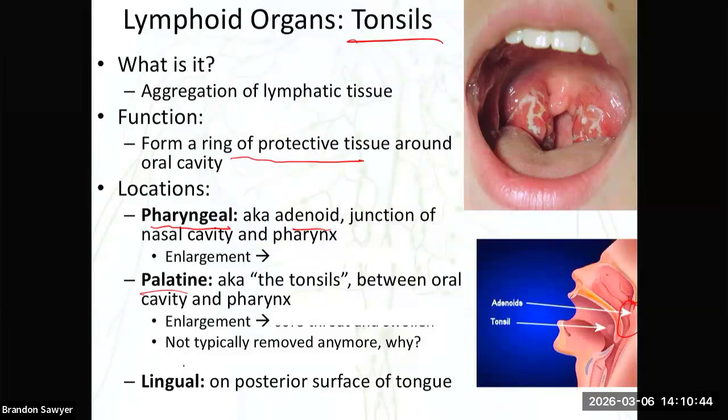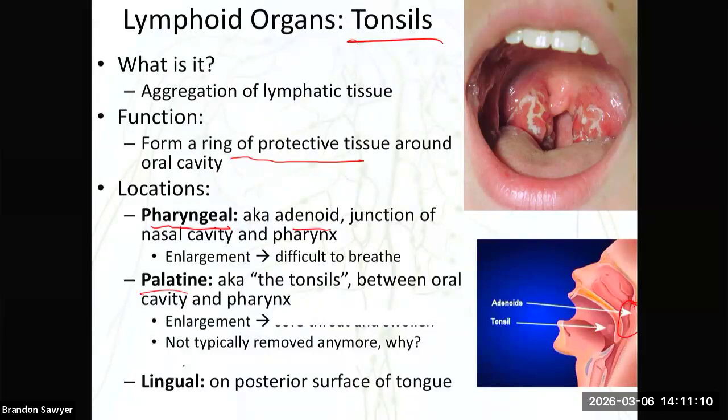How many people have had their tonsils removed? A few. Yeah, it's becoming less and less common for sure, because they do have an important function. Their function is to help us mount an immune response against something that's coming into our throat. We can live without them, but they do help to activate our immune system. But people that get strep throat over and over again, sometimes it's better just to get rid of them.